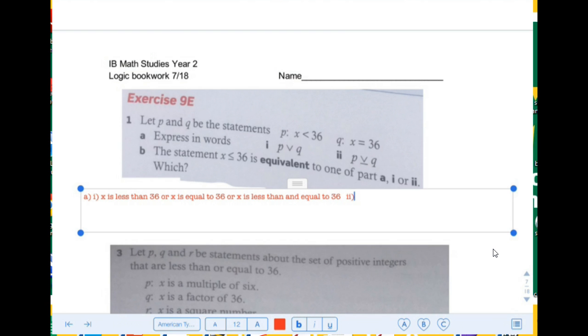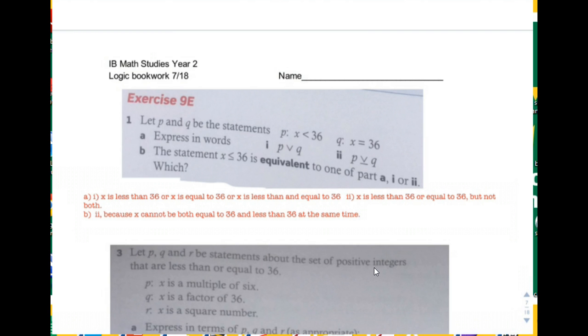And then P exclusive or Q would be X is less than 36 or equal to 36, but not both. Okay, and then it says the statement X is less than or equal to 36 is equivalent to the first part of part A or the second part of part A? Which one? So I would say it has to be equal to 2 because in 2 it says but not both. Because X cannot be both equal to 36 and less than 36 at the same time. Okay? Does that make sense?